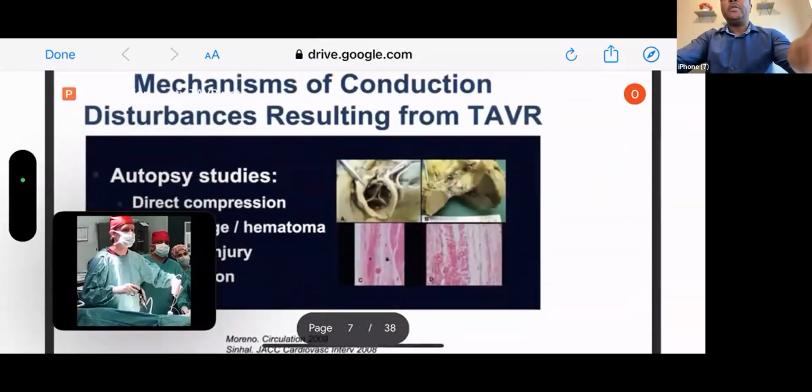So one of the mechanisms of this conduction abnormality is direct compression, like we talked about, because the aortic valve and the conduction system are in close proximity. So direct compression is one of them. Then because of the deployment of the valve, you can have hemorrhage or hematoma around that area. Then also ischemic injury and inflammation.